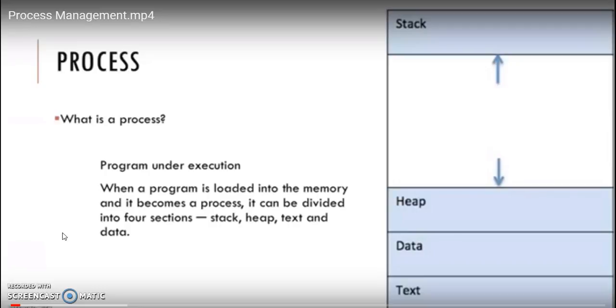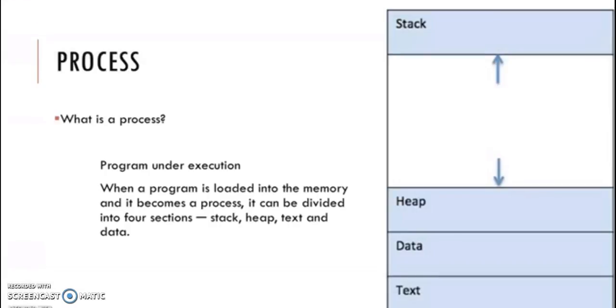A process is defined as an entity which represents the basic unit of the work to be implemented in the system. The execution of a process must progress in a sequential fashion. As shown in the diagram, the components of a process are stack, heap, text, and data.